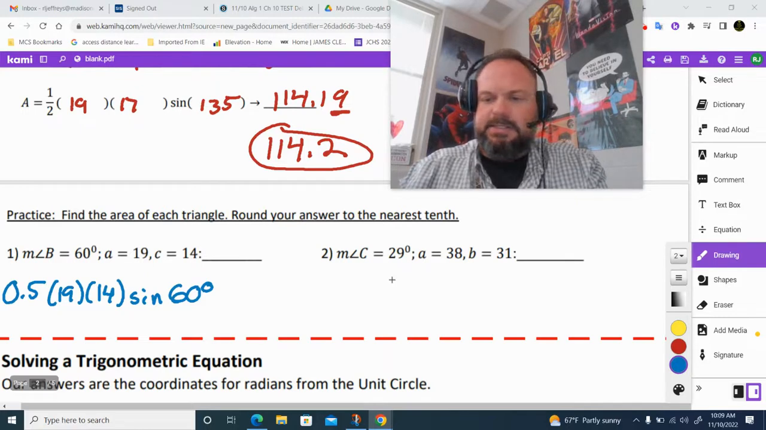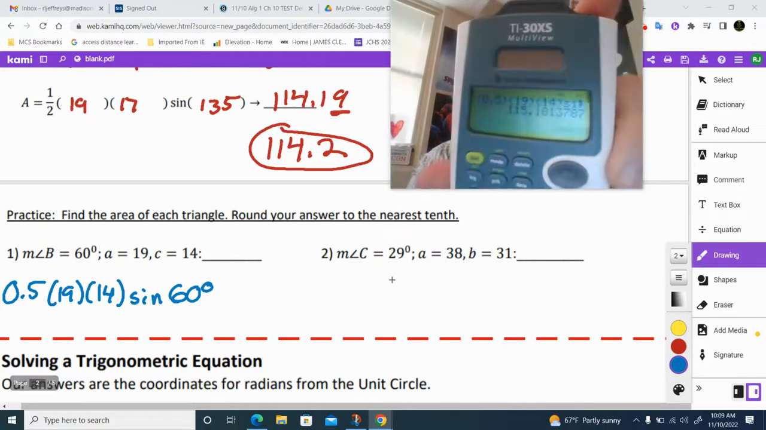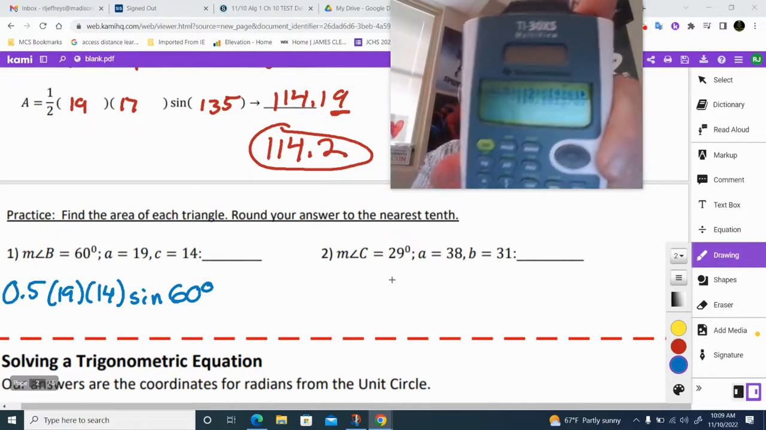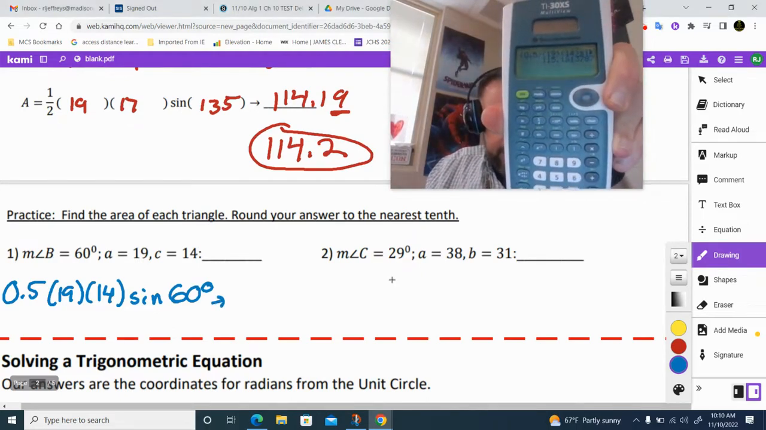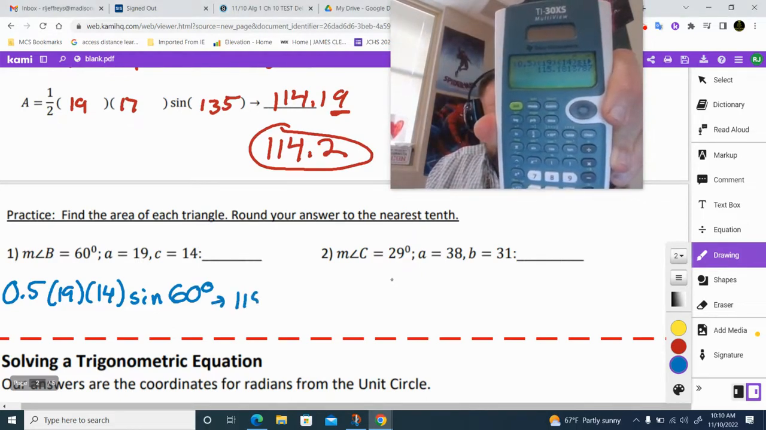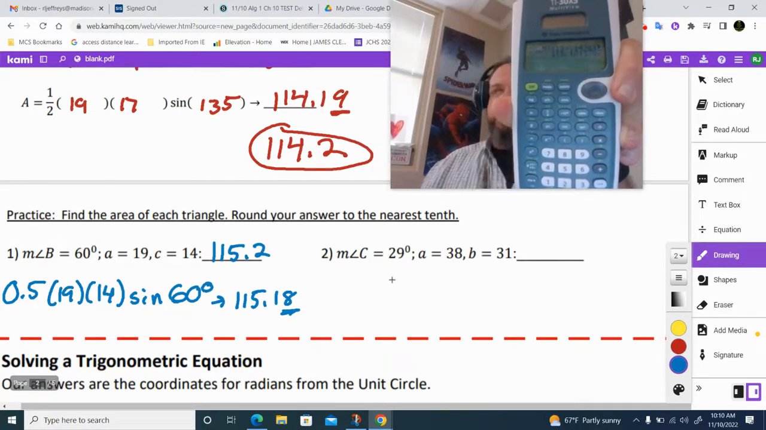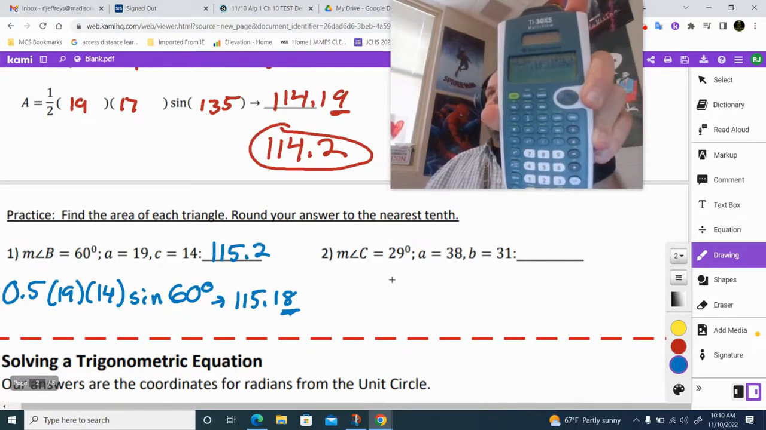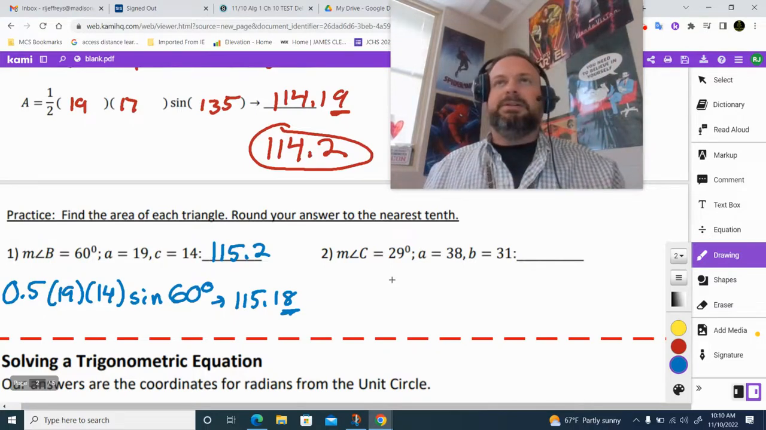Times 14 times sine of 60. All right. I get 115.18. All right. And the directions say round to the nearest tenth. So look here. So this is 115.2. And what happens if you don't put the 0.2? You get points taken off.